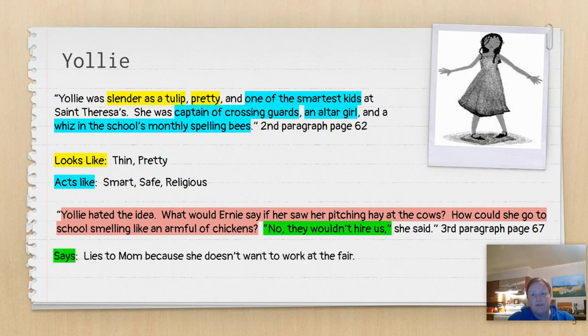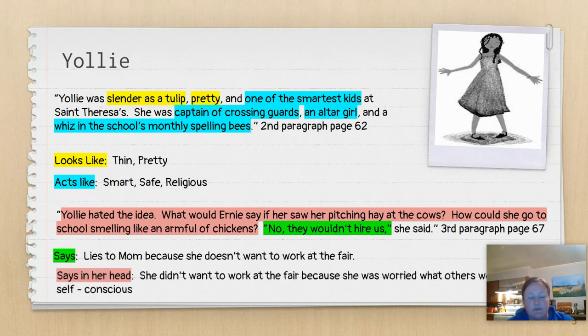She says something really important in this paragraph. It's important because it's a lie. So she is lying to her mother because she simply does not want to work at the fair. She doesn't want to work at the fair because she's lazy. Her thoughts in this paragraph tell us why she doesn't want to work at the fair. So we need to analyze those thoughts.